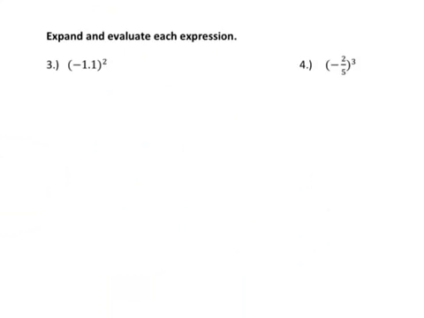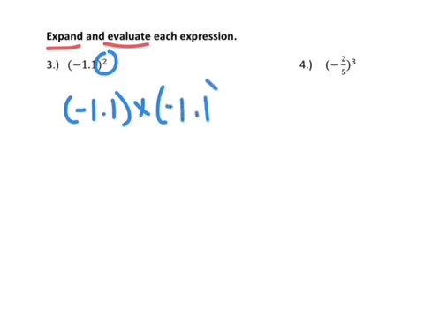The next section says expand and evaluate. So let's make sure we do both parts, expand and evaluate. Expanding is easy. That's just writing out what this means. This means there's 2 of them. And then evaluate is solve. So I can use my calculator to do negative 1.1 times negative 1.1. That gives me positive 1.21. So again, here, remember to expand and evaluate.